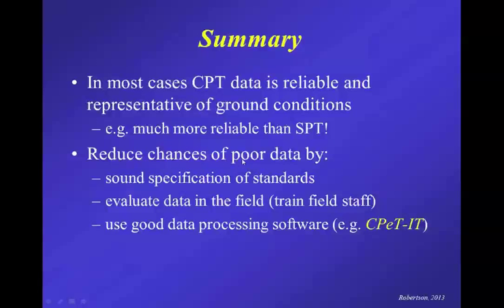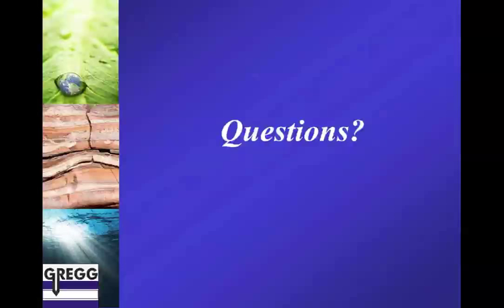You can reduce the chances of poor quality data by making sound specification of the standards, clearly specifying which standard you want to follow and making sure that it is followed, and then evaluating the data in the field. So train your field staff who are supervising the work to know what to look for, and have good data processing software so that you have a way of processing it.